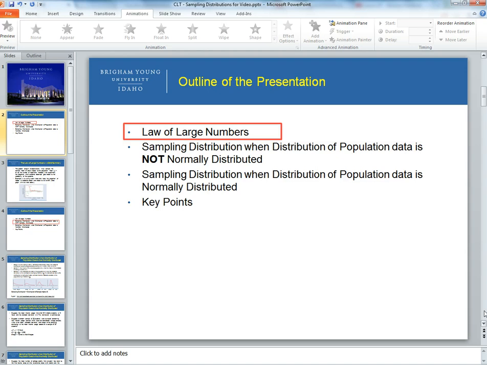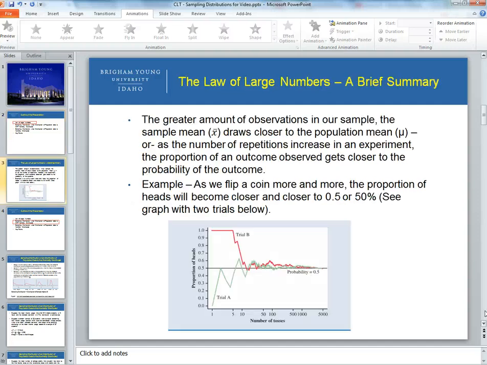We'll cover first the law of large numbers, then we'll deal with sampling distributions when the distribution of the population data, or the original population, or the parent population, is not normally distributed. Then we'll deal with sampling distributions when the distribution of population data is normally distributed, or the parent population is normally distributed. And then I'll cover some key points. First of all, let's cover the law of large numbers.